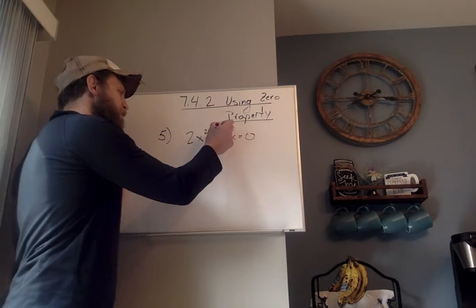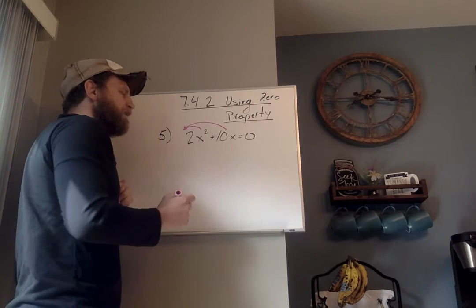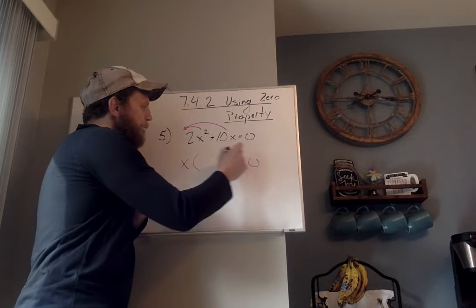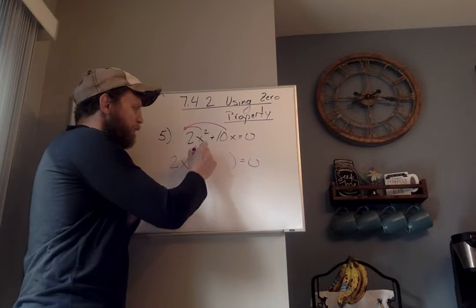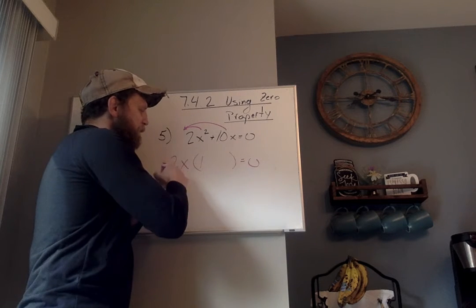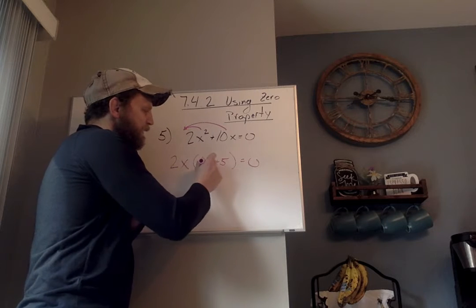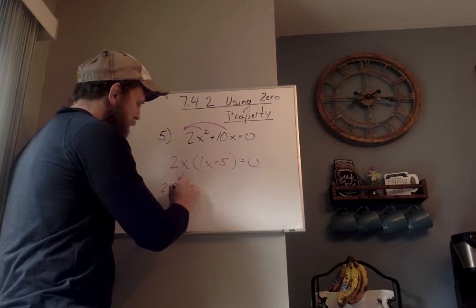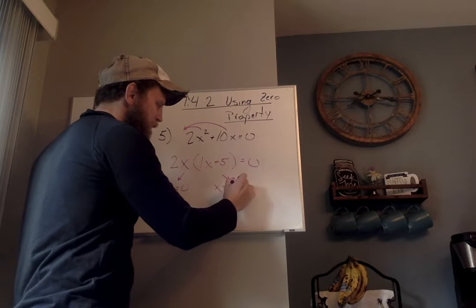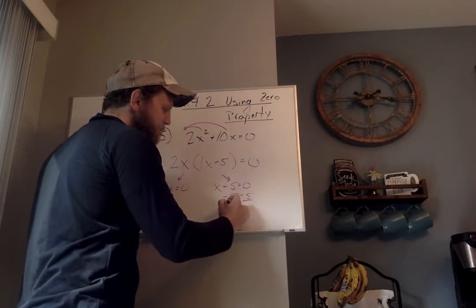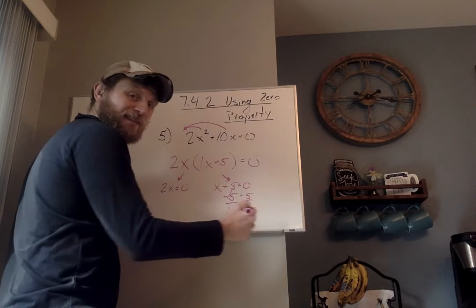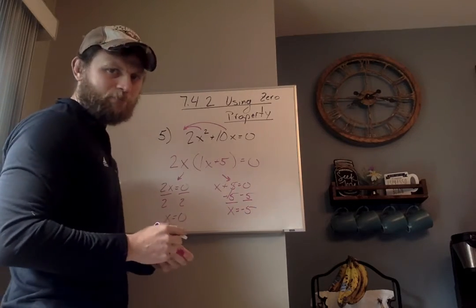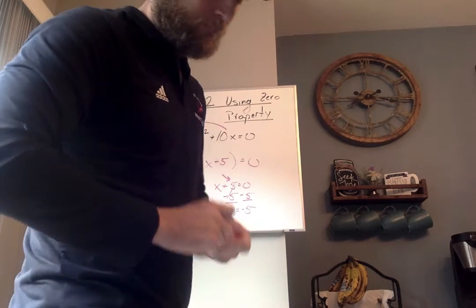I'm going to factor out something from both of those. Notice they both have an x. And what goes into 2 and 10? 2. So 2 divided by 2 is 1, 10 divided by 2 is 5, x squared divided by x is x. So now I have my two pieces here. I'm going to set this equal to 0, and set that equal to 0. Subtract 5 on this side: x equals negative 5. Divide by 2 here: x equals 0. Bada bing, bada boom.